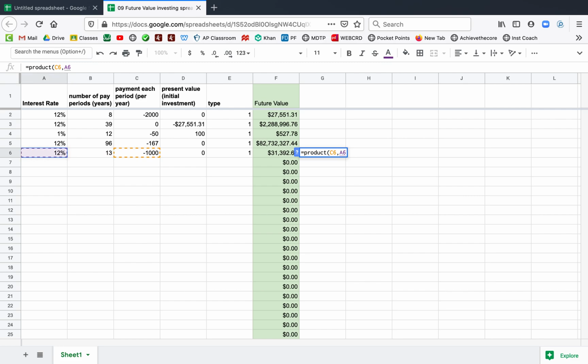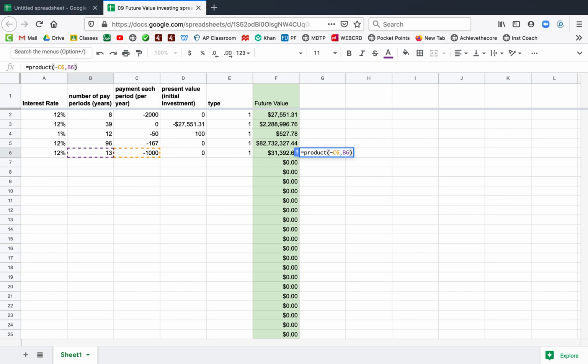Now, we have to put a negative number right here. That way this is positive over here. And the best way I can explain the negative number is this is the money that's leaving your account and going into this account. Because if you don't put a negative there, then your future value will end up being negative, which doesn't matter that much. But I'm going to say this is negative C6. That way my answer comes out positive. Close parenthesis to end the formula.